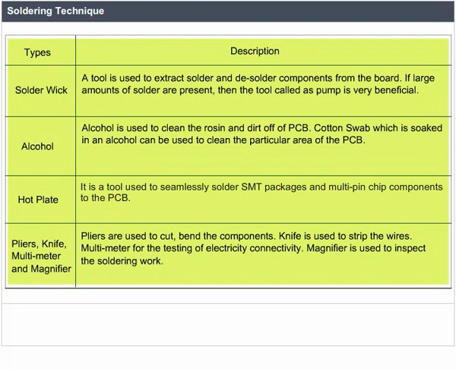Hot plate. It is a tool used to seamlessly solder SMT packages and multi-pin chip components to the PCB. Pliers, knife, multimeter and magnifier. Pliers are used to cut and bend the components. A knife is used to strip the wires. A multimeter is for the testing of electricity and connectivity. A magnifier is used to inspect the soldering work.